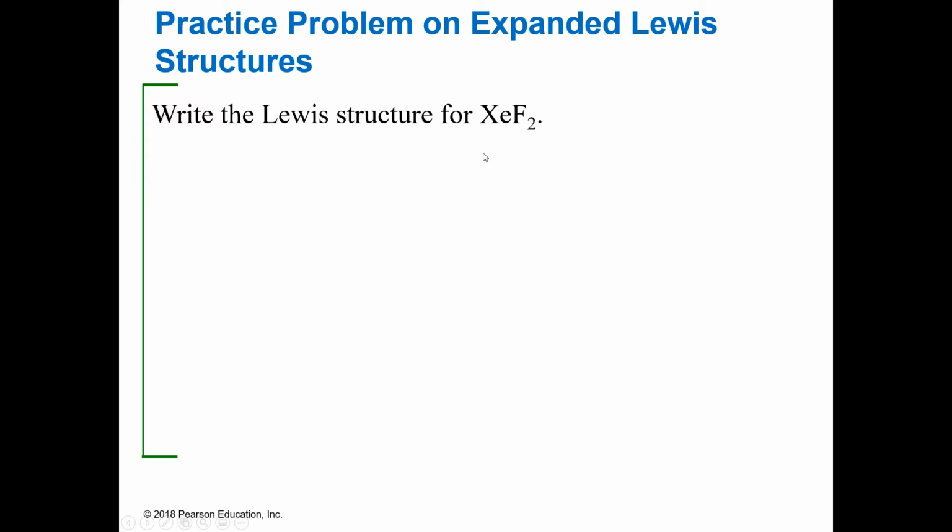Here we want to draw the Lewis structure for xenon difluoride. We're going to do this like we always do, by counting our valence electrons. Xenon is a noble gas, so it is in group 8. How many valence electrons does it have? It has 8. Fluorine has 7, and I have 2 of them, so I have 14. So I have a total of 22 valence electrons.